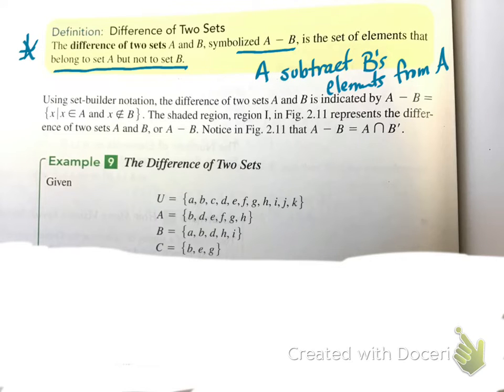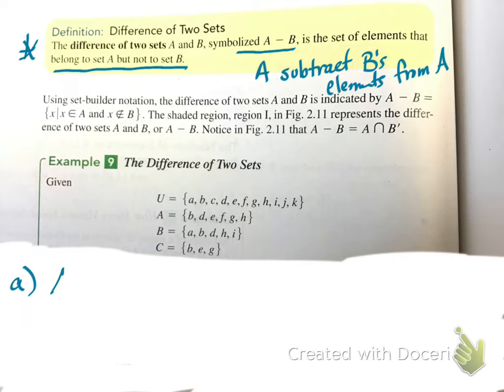And the ones that are left in A, after we've done that subtracting off, they are the ones that are in the difference. So to help that make sense, we have an example 9 here. We've got the universal set defined that way, and A, B, and C are defined. And let's answer a few questions.